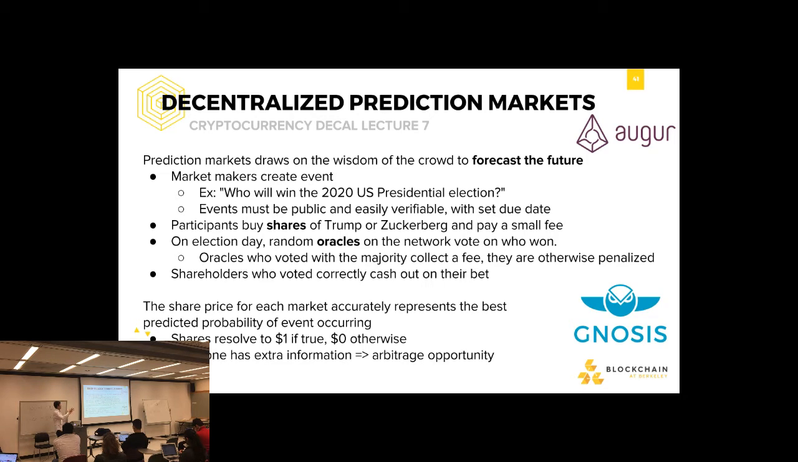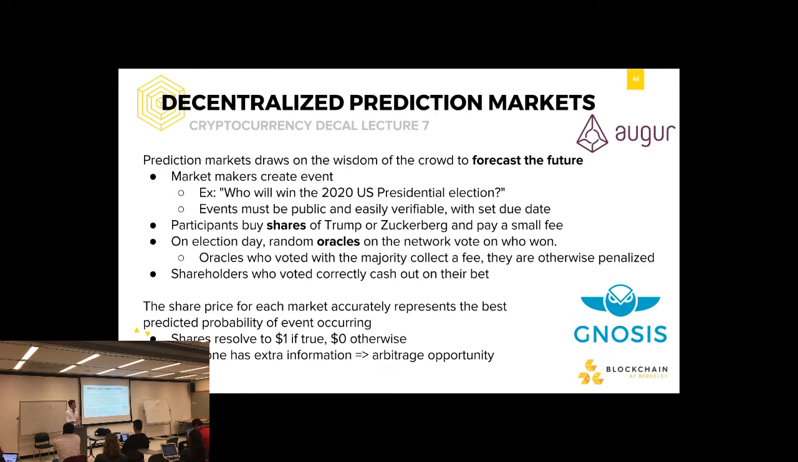So what you do is you have these market makers create this event. So for example, who is going to win the 2020 US presidential election? This actually used to be 2016 and Trump and Hillary. The caveat is that these events need to be public and easily verifiable with a set due date, and we'll see why in a moment. These participants are going to buy shares. Okay, I think Trump is going to win, or I think Zuckerberg is going to win. And they're going to pay a small fee to do so.